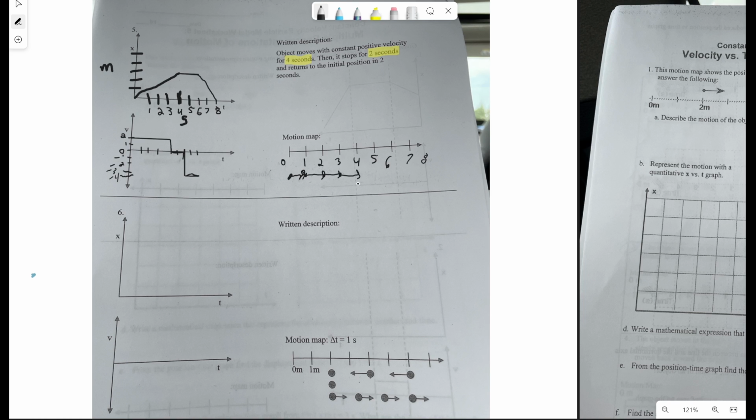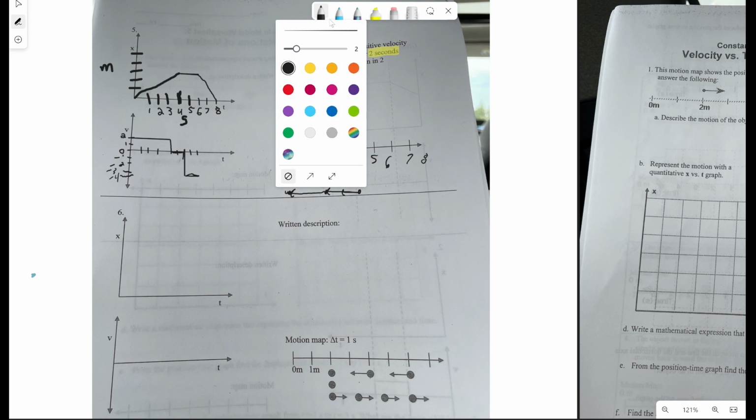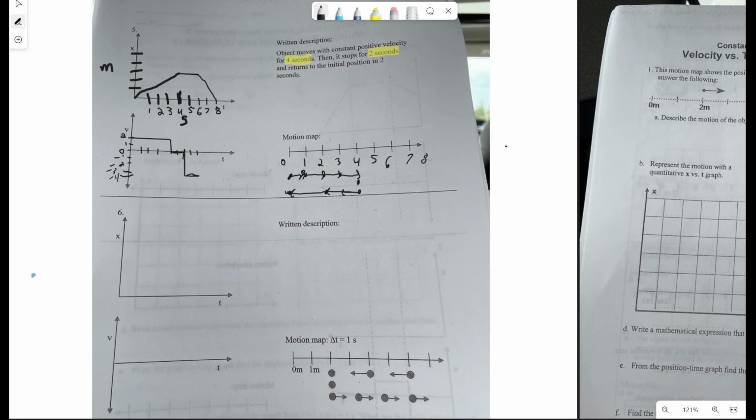Stops for 2 seconds, and this is where maybe he wants you to put 2 dots like this, and then starts moving backwards. Actually, it starts moving backwards faster. 2 arrows. Maybe it's like that. I don't know. Ask your teacher about that one. Now down here, they do have that motion map to start.